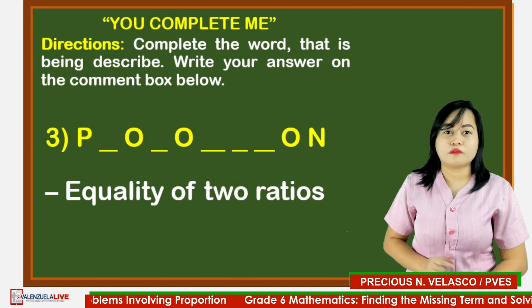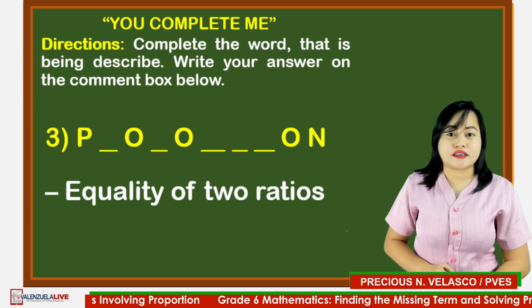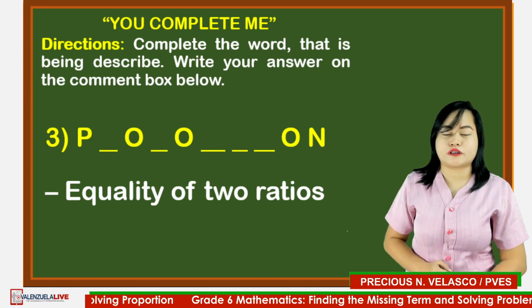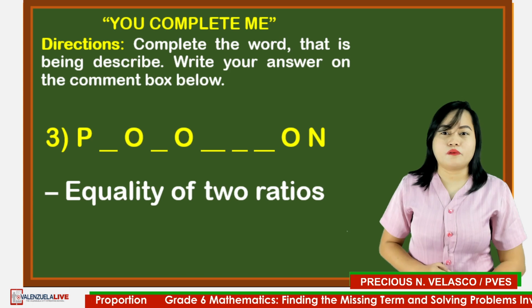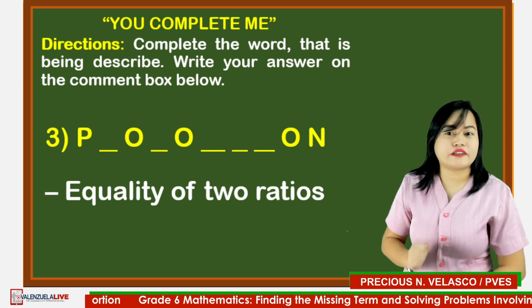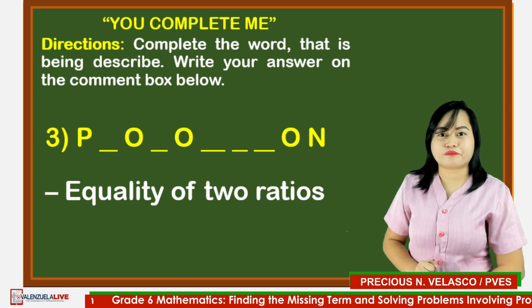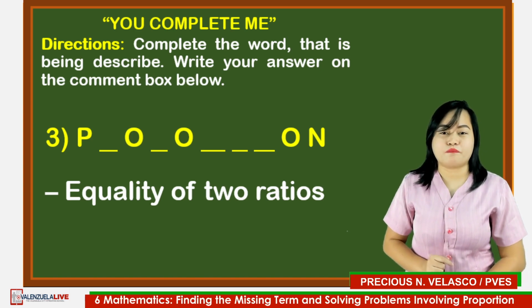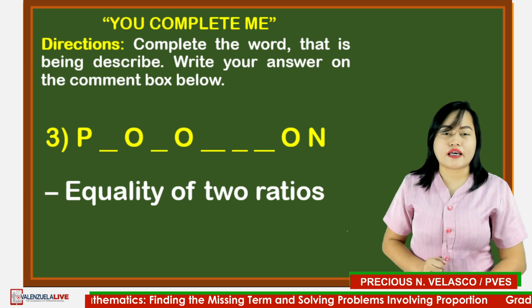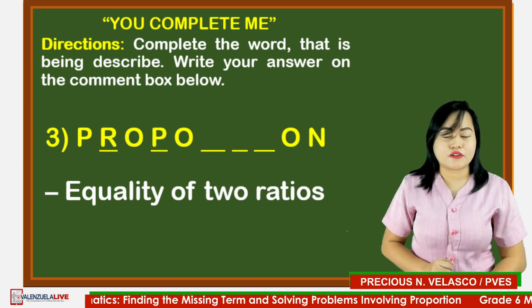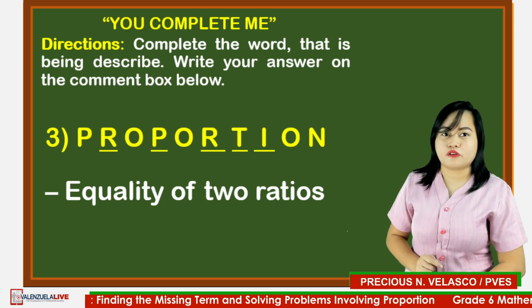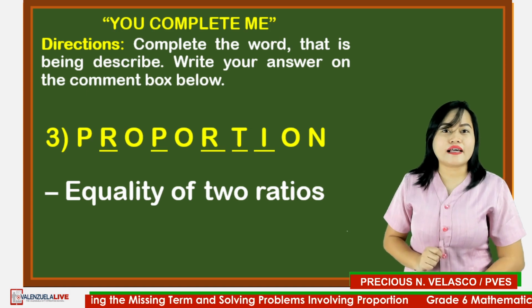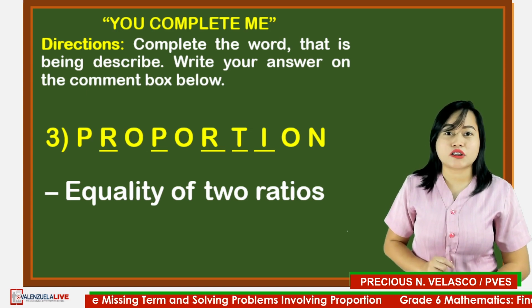Next one. It's a long word, but it is defined as the equality of two ratios. So write your answer on the comment box below. Okay, I can see that you got it also correct. So the word is proportion. Very good again.